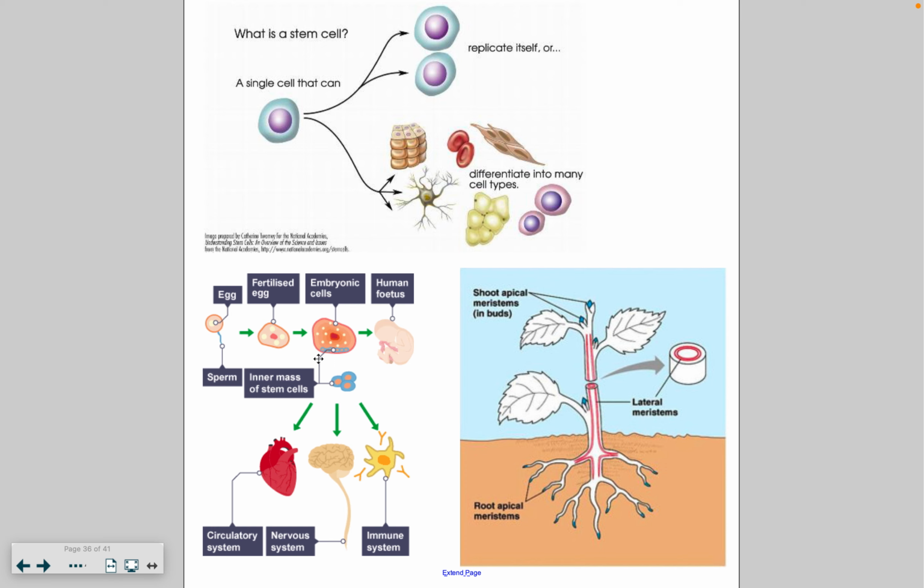But it does set aside some cells called stem cells, and they're colored here in blue. And these stem cells are the ones that differentiate and become different types of cells that eventually make up you, all the different types of organs inside of your body.